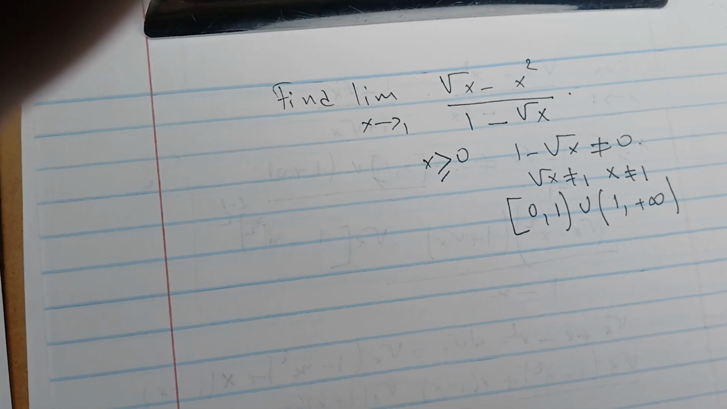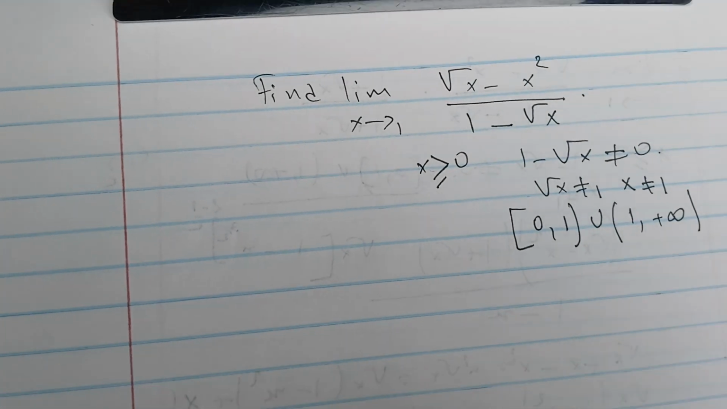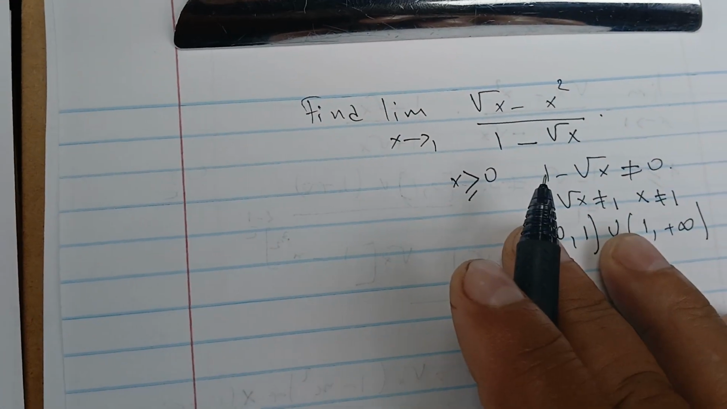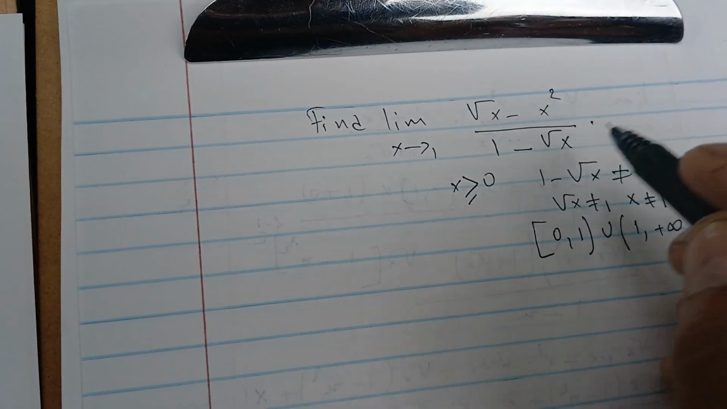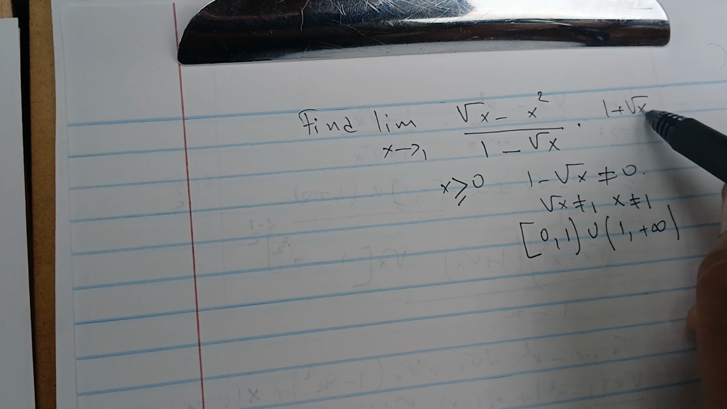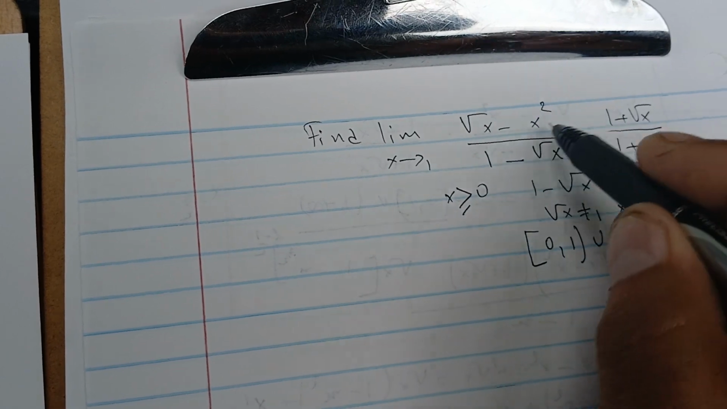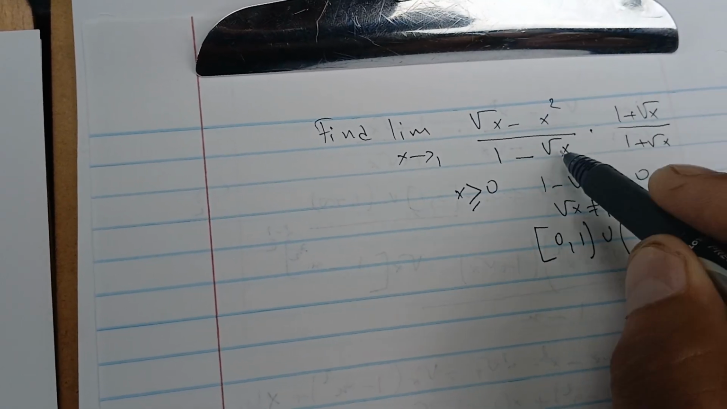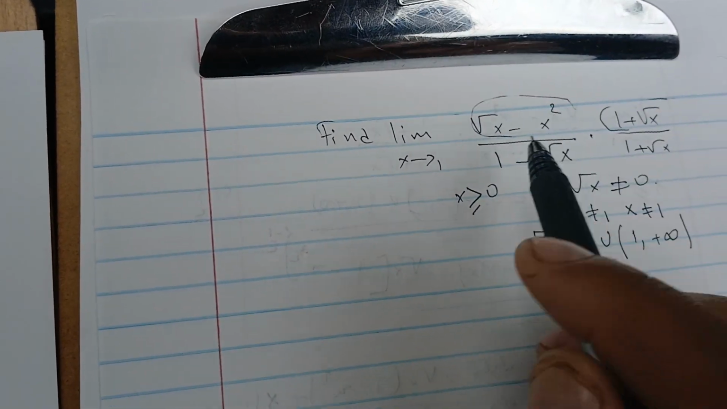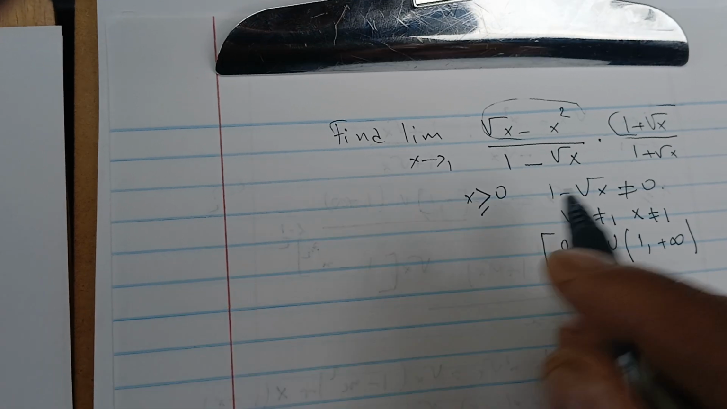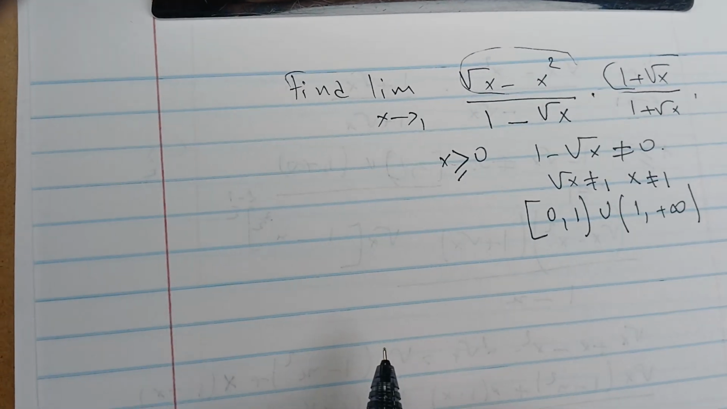To find the limit here, we can use some techniques. The first technique is to multiply by the conjugate of this one. So we can multiply by 1 plus the square root of x over 1 plus the square root of x. When we multiply, we get rid of the square root of x, and we multiply the top and bottom and see what we get. But we are not going to do that. Instead, we're going to use some other technique.